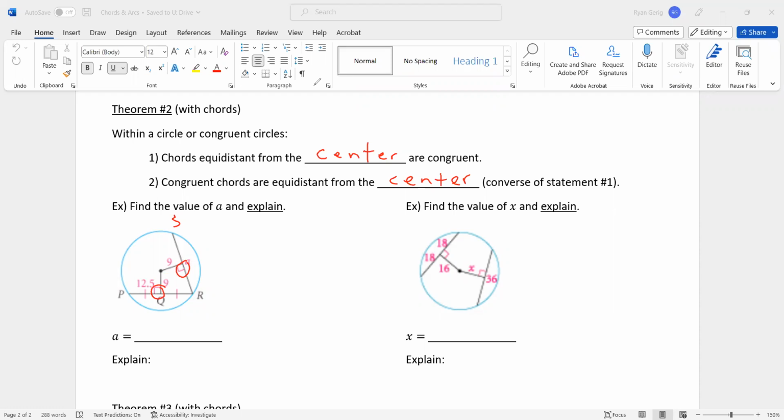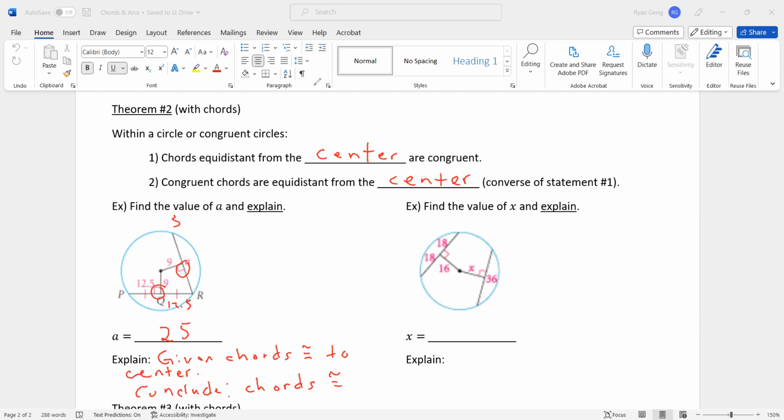Well, PR would be 12.5 plus 12.5, right? Because those are equal. So it's 25. So A would be 25. So the explanation would be, I was given chords equidistant. So I'm going to say equidistant is congruent distance to the center. I could conclude that the chords were congruent length. Okay.